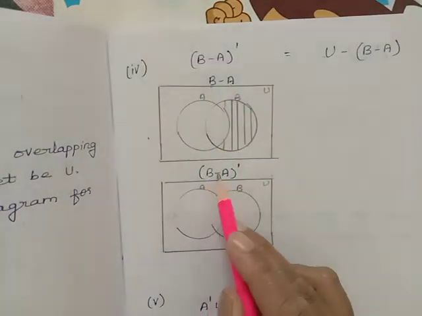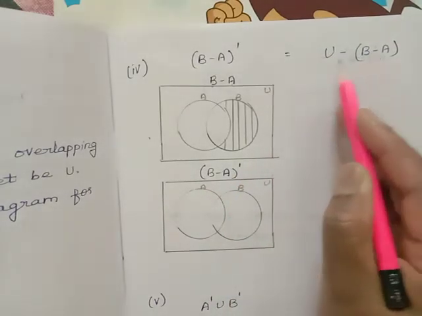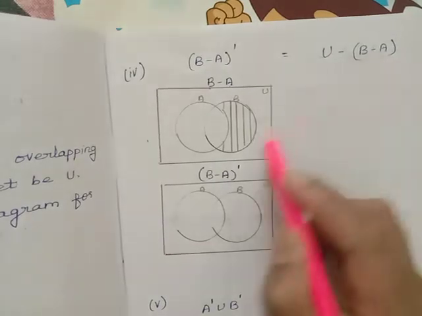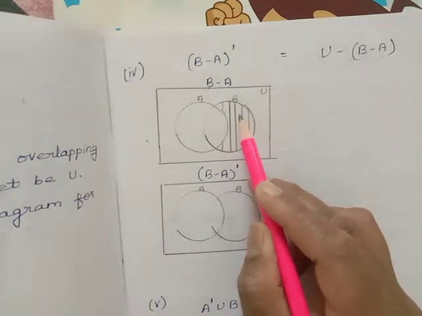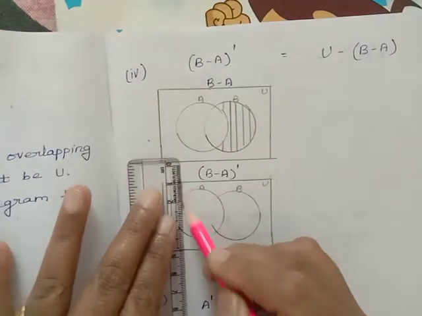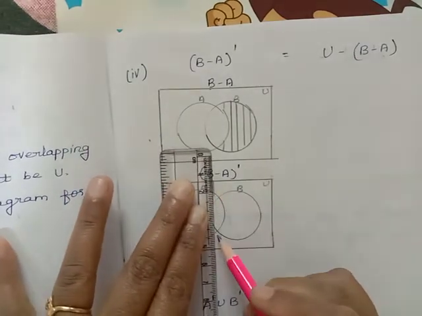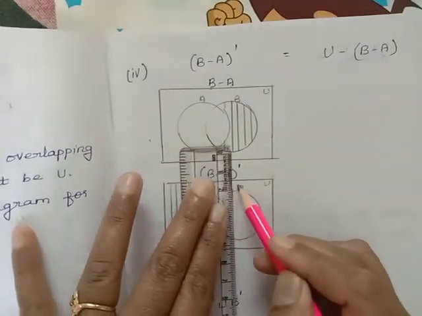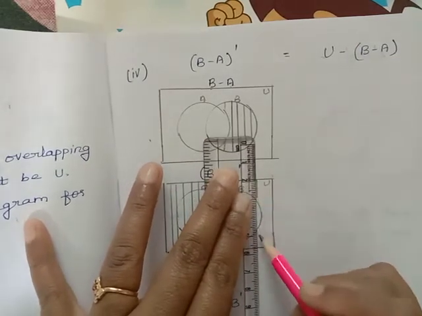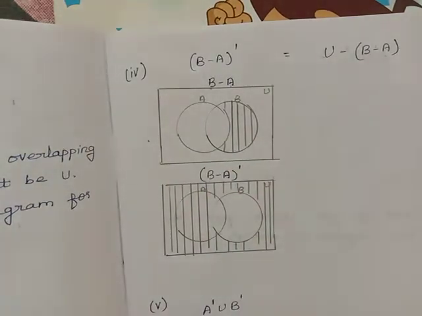Now we'll find (B minus A) dash. That is universal minus (B minus A). We need the portion of universal, but we don't want this B minus A. Omitting the B minus A portion and covering all the remaining portion gives you (B minus A) dash.